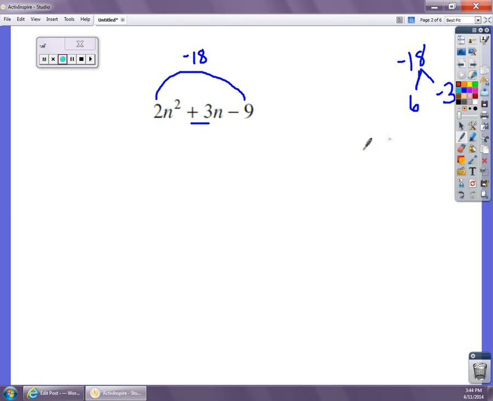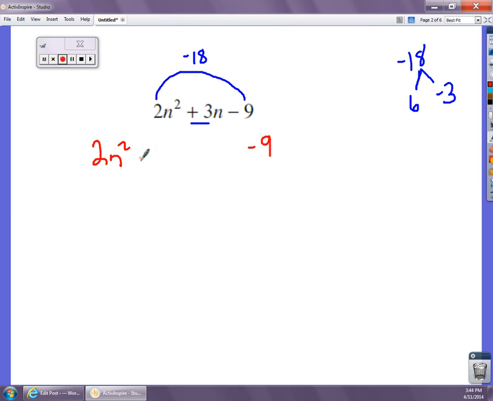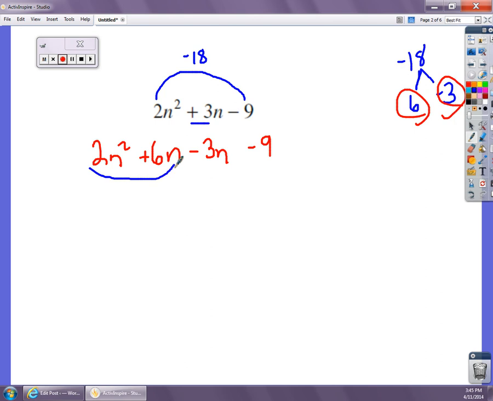So now that we know what those two things are, we're going to write it as a 4-term polynomial. But instead of positive 3n, we're going to break that up into plus 6n and minus 3n, the two things that we found in the very beginning. Now remember, we're going to go ahead and group these two and these two together.